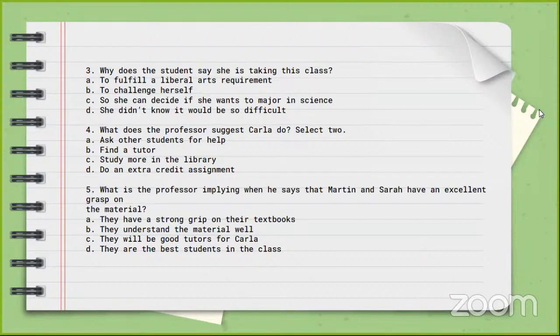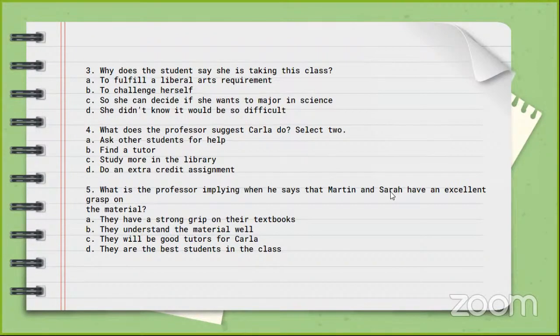So, if we are talking about implying something, letter B or D could be also good answers because we can imply that they understand the material well and they are the best students. Okay, the recording doesn't talk about best students or understand material or will be good tutors, but my question is how can we discard letter B and letter D to get the C answer?